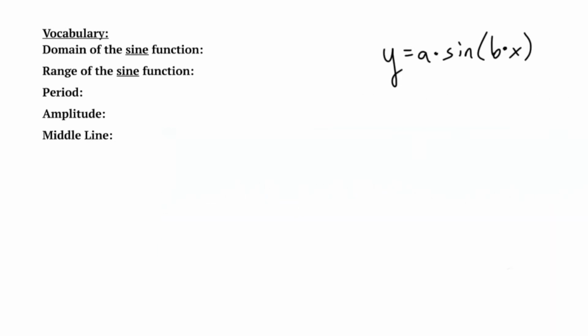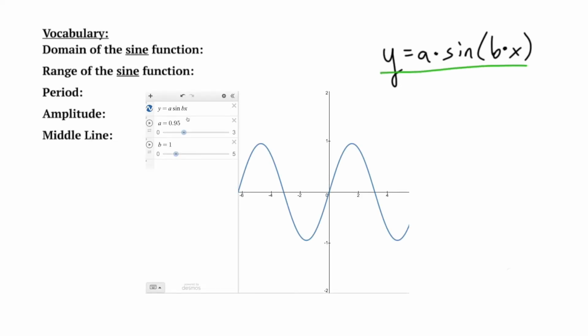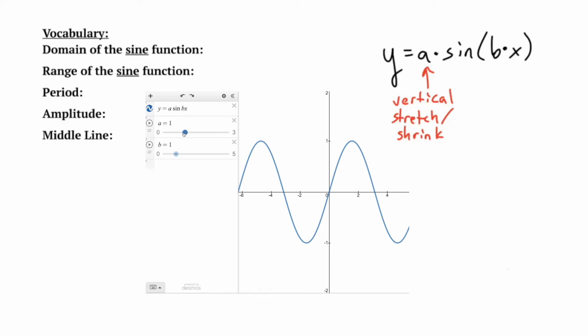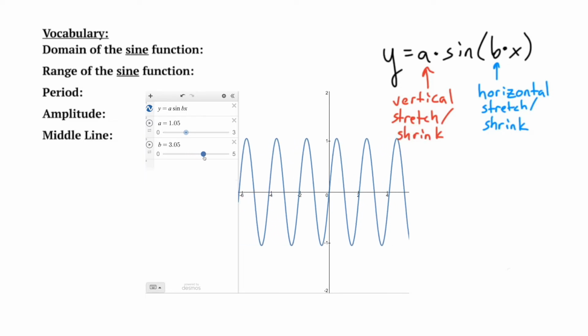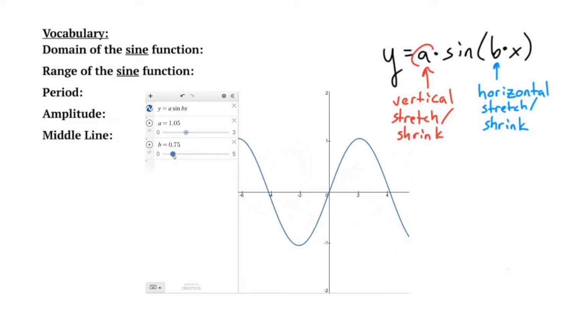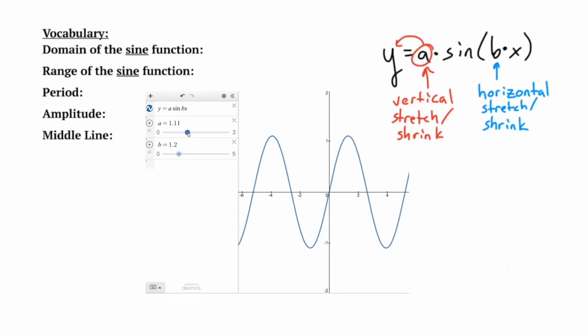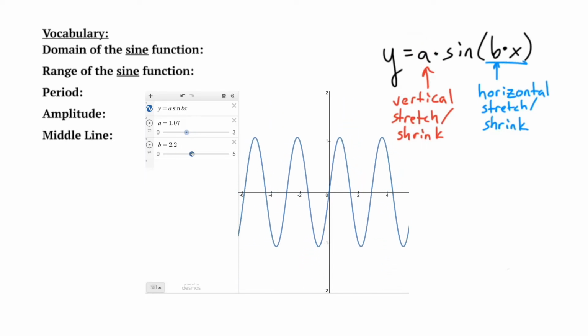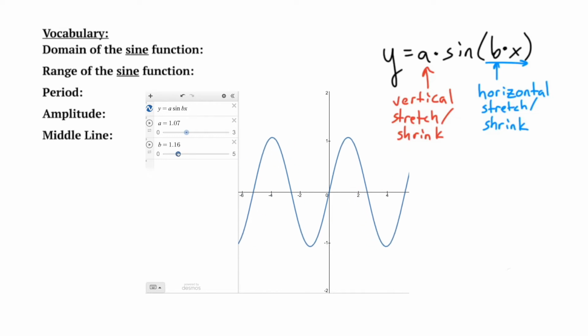So the basic template equation we'll be looking at is y equals a times sine of b times x. So a will be responsible for vertically stretching or shrinking the graph, and the b value will be responsible for horizontally stretching or shrinking the graph. And I remember that's the case because the a value is on the outside, it's close to the y, and y goes up and down, so that's a vertical stretch or shrink, and the b value is right next to x, and x goes left and right on the graphs.